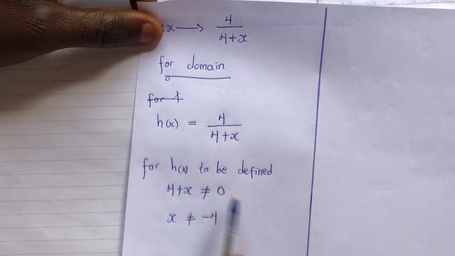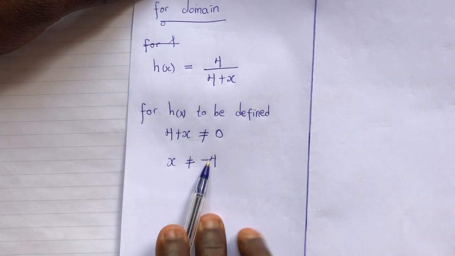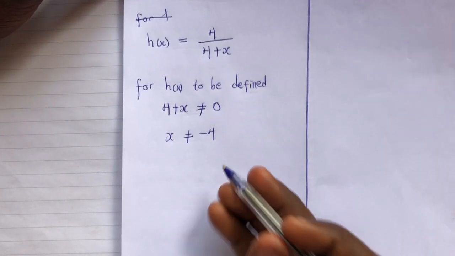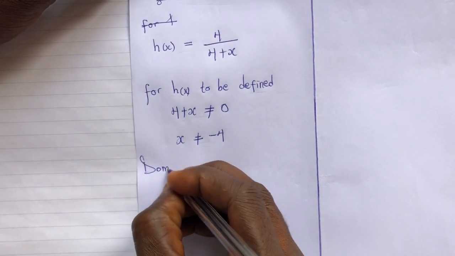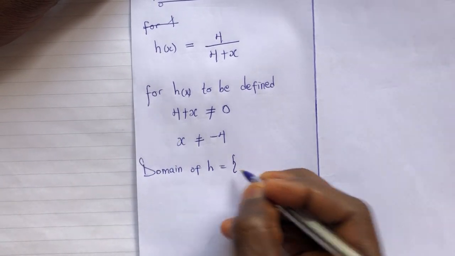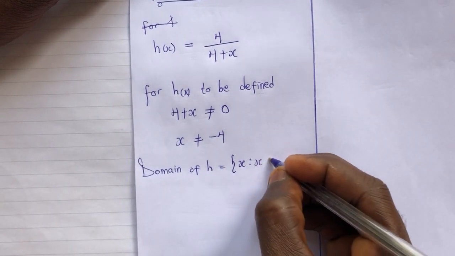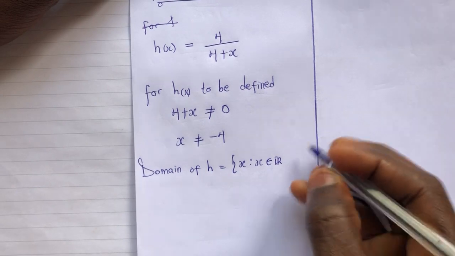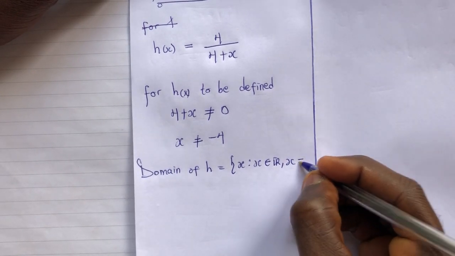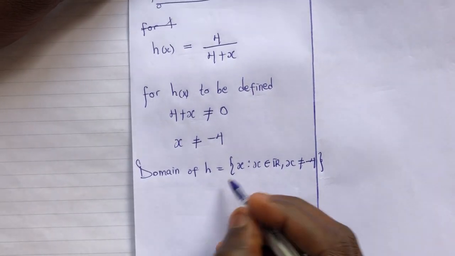So this means we have been able to look for the value that will make the equation undefined. Now this will help us to write the statement for the values that will make the equation defined. So now we can say the domain of h equals {x is such that x belongs to all real numbers, x must not be equal to minus 4}. So we close our curly bracket.